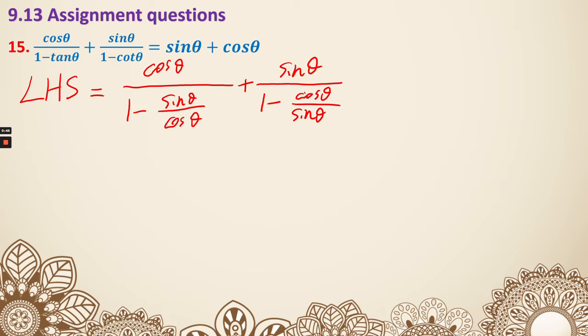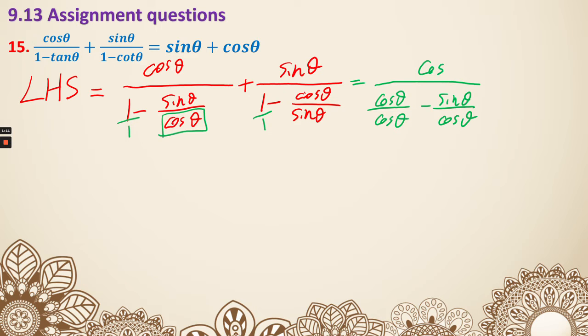Next, I see the bottom has fractions and numbers, so I'm going to rewrite them so that I can combine the fractions. So I'm going to put the 1 as 1 over 1. And the first one, because the common denominator is cosine, I'm going to need to rewrite the 1 over 1 as cosine over cosine. I still have minus sine over cosine. The cosine stays on the top.